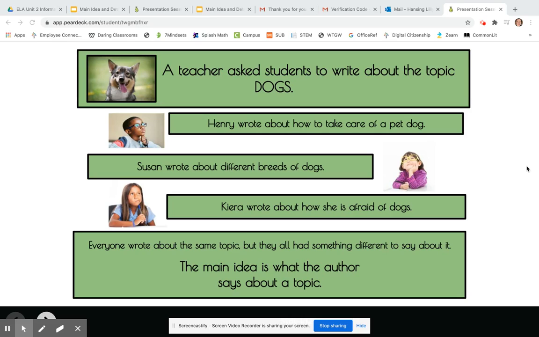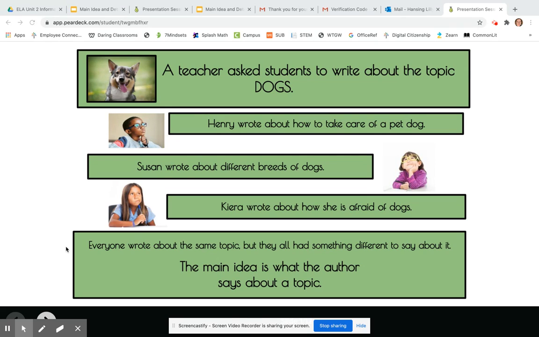Hello, third graders. A teacher asked students to write about the topic dogs. Henry wrote about how to take care of a pet dog. Susan wrote about different breeds of dogs. Kira wrote about how she is afraid of dogs.